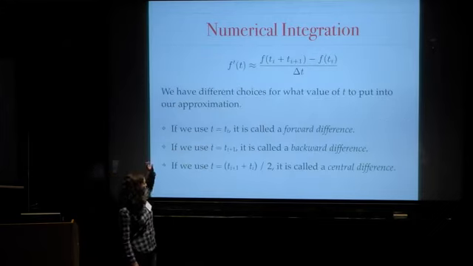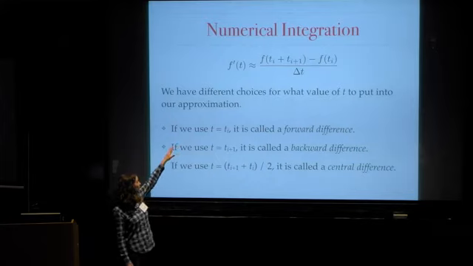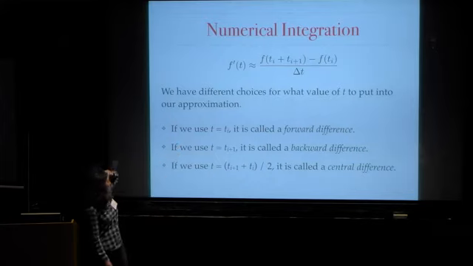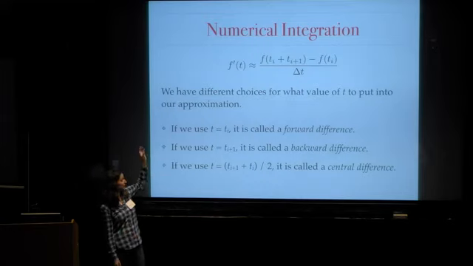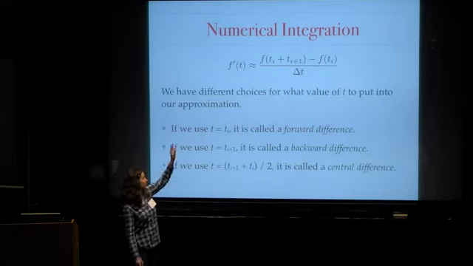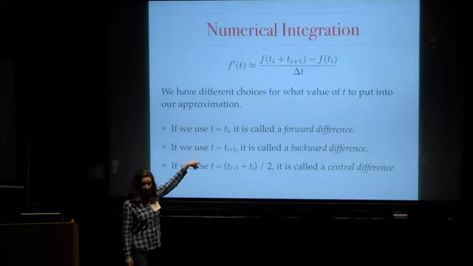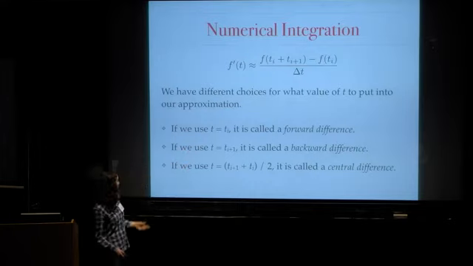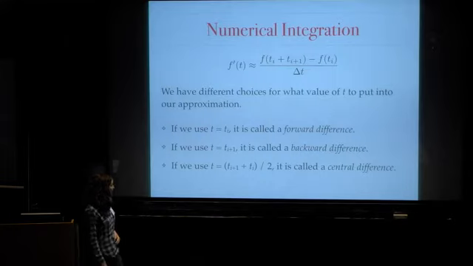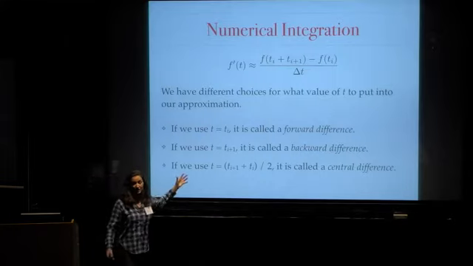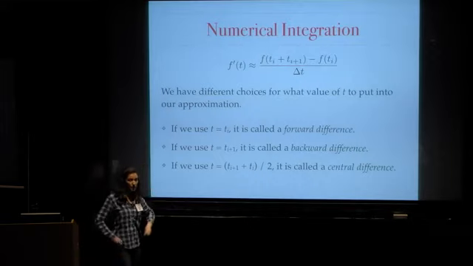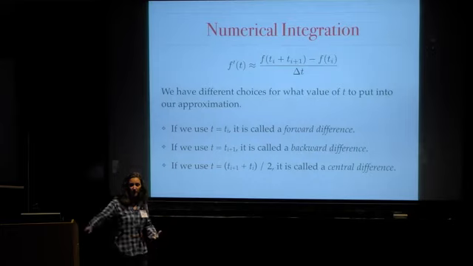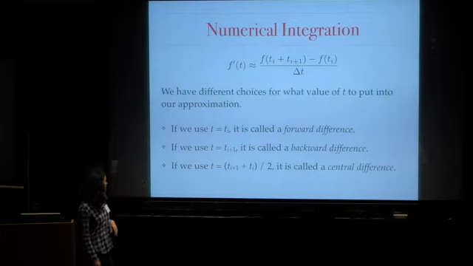So let me put some, perhaps more suggestive variables into this approximation. So if I make that f prime of t, and then I say that I have f at point i plus 1 minus f at point i, and then over some delta t, you can imagine that this is going to be the time step in our numerical integration. You can see that I have some choices about what values to put in for t on the left side of this equation. And depending on what I choose, we end up with different ways of solving these expressions.